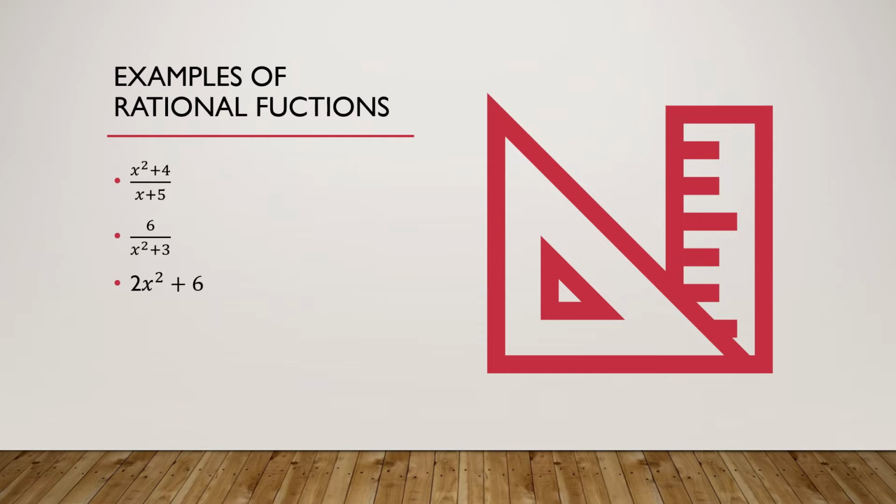The first example is a rational function because it is a ratio of two polynomials. The second example is also a rational function because the top polynomial is 1. The last example is also an example because it could be written over 1, making it a rational function.